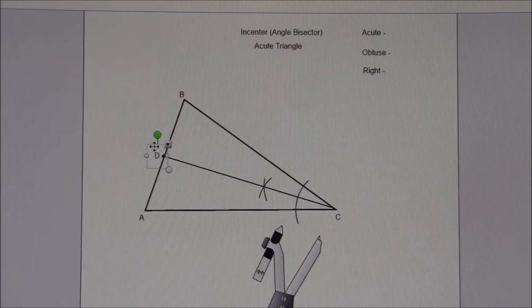Okay, so now this is D. This is one angle bisector. We're going to repeat the same process, but now we're going to do it for B, and we're going to do it for A. Alright, so let me change colors.